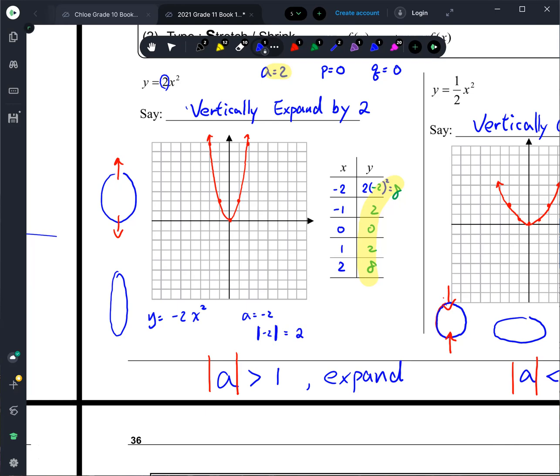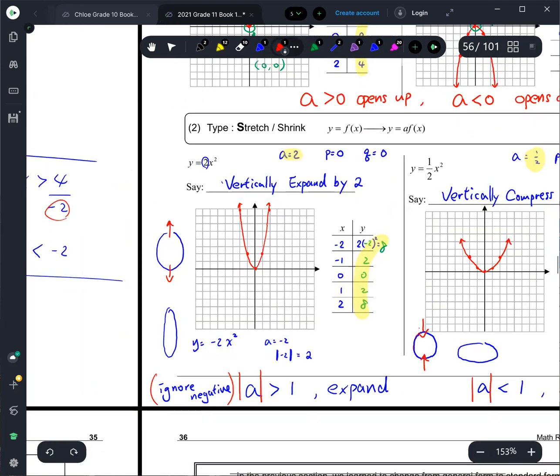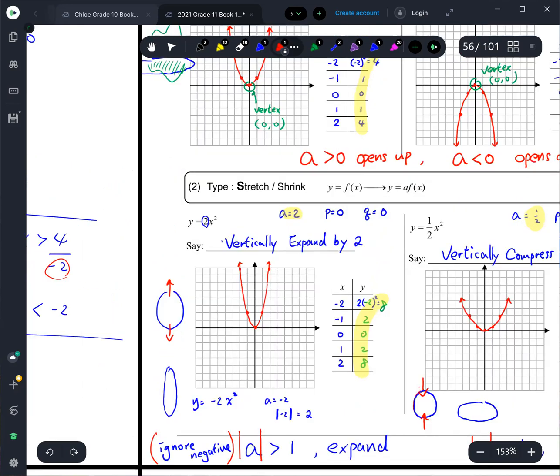Okay, you can write down the sign: ignore negative. If you don't like absolute value, if you find that name very confusing, you can just think of it as telling you to ignore the negative, because negative controls open up or open down, okay?